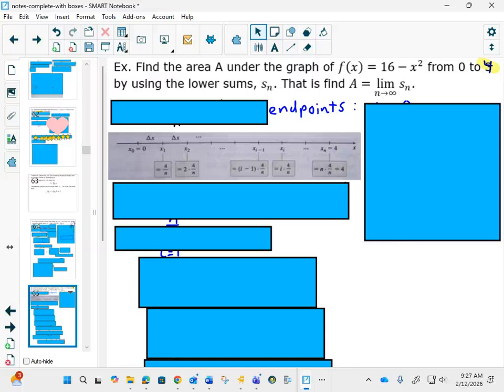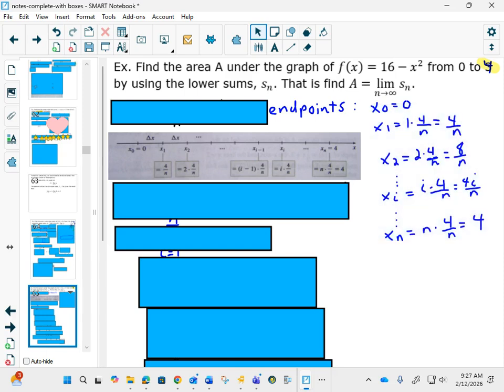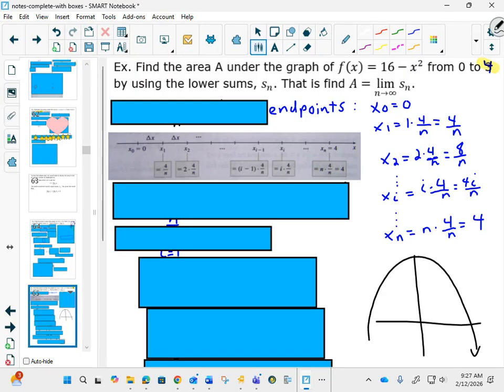Now you have 16 minus x squared from 0 to 4. I'm going to draw a little picture of what we're going to do here. 16 minus x squared. Well, if I think of that as minus x squared plus 16, that's a parabola with our vertex here at 0, 16, opening down. And we're wanting to find this area from 0 to, and of course at 4, we have the point 4, 0. So we're finding this area in quadrant 1.